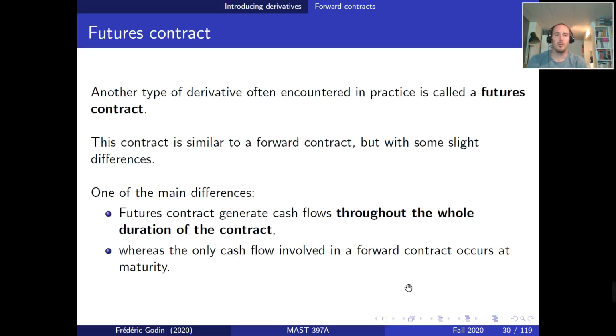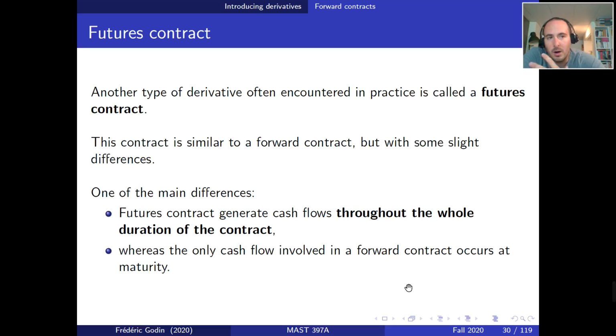So we talked about forward contracts. Now we will talk about another type of contract which is very similar to forward contracts, but with small modifications that were applied to it. Okay, so we will introduce futures contracts. And futures contracts are similar to forward contracts, but somewhat different.